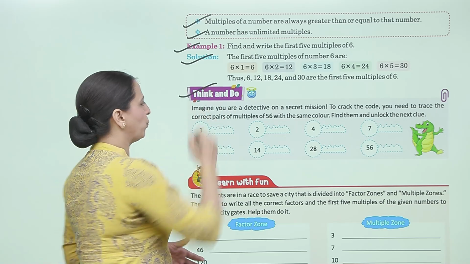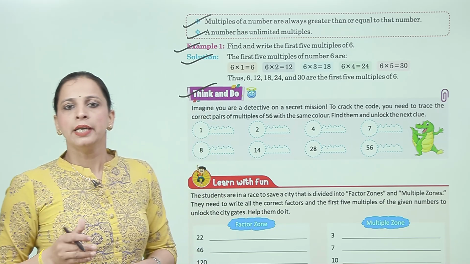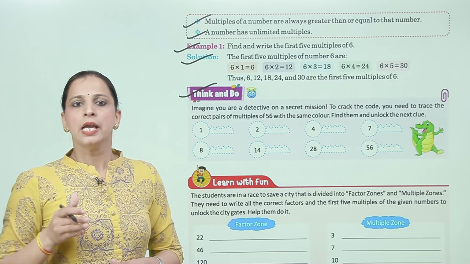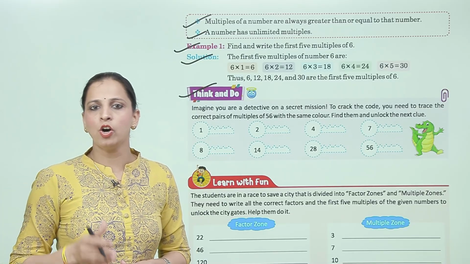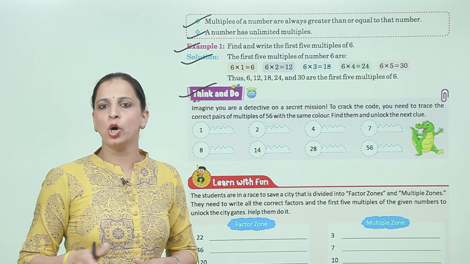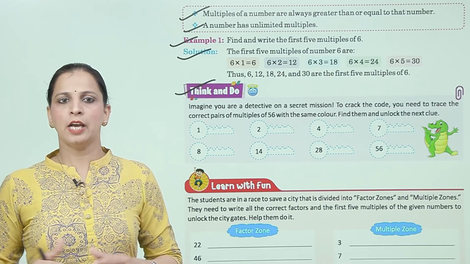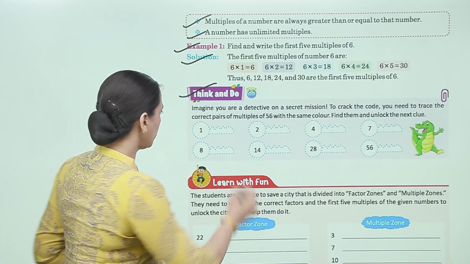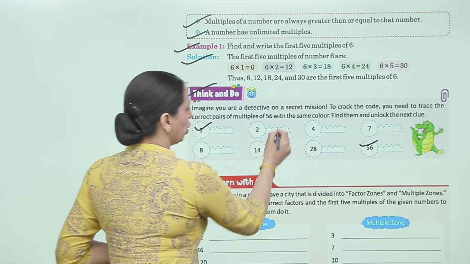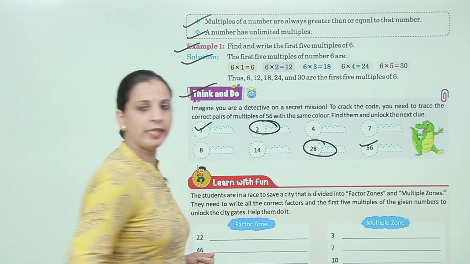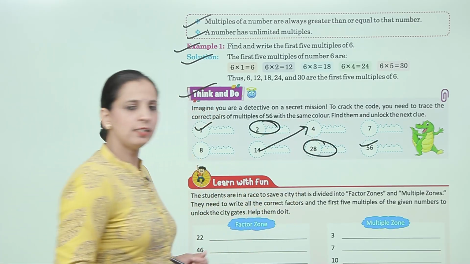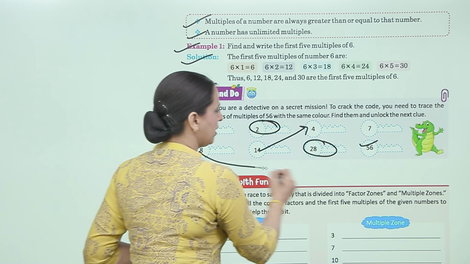Now, think and do. Imagine you are a detective on a secret mission. To crack the code, you need to trace the correct pairs of multiples of 56 with the same color. Find them and unlock the next clue. Now, the correct pairs are 1 and 56. 56 ones are 56, 2 and 28. 28 twos are 56, 14 fours are 56 and 7 8s are 56.